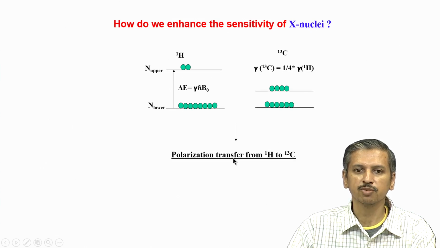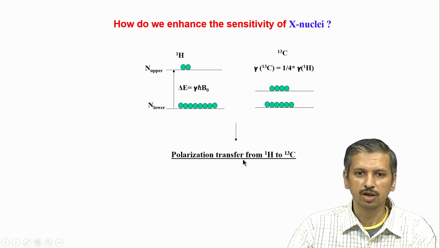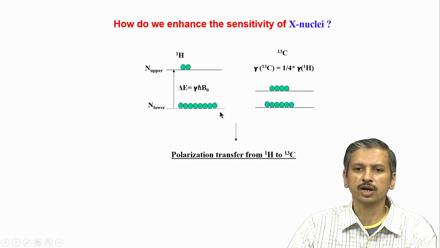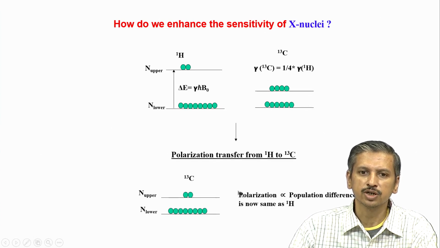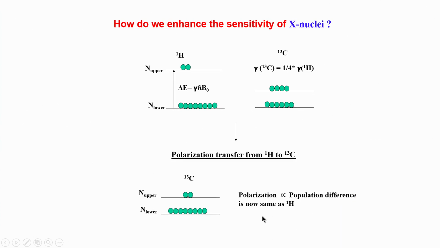There are a variety of methods and we will look at one of them which is very standard, very popular, called INEPT, which we will look at shortly. The point here is to understand what we mean by polarization transfer. It is nothing but the transfer of the magnetization, or the difference in population, from one nucleus to the heteronucleus. This is what is shown here. Once I do the transfer, the polarization now becomes the same as proton. Okay. So, this is artificial, this is not natural.